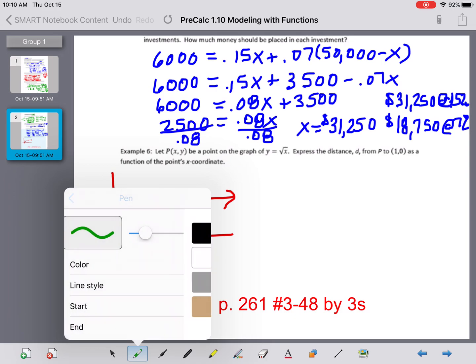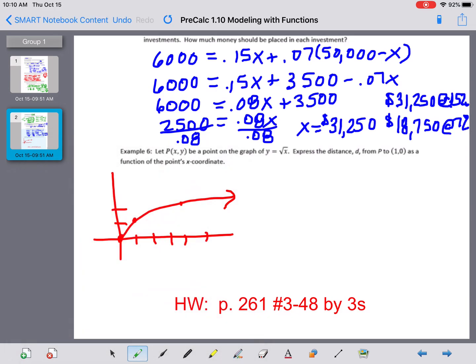I'm going to change my color here so you can see. I'm going to just say this is my point P. I don't know this point, right? It's some X and it's some Y. And I want to find the distance from this P to 1, 0. So here's 1, 0, okay? I want to find this distance right here. And I want to make it a function of the point's X coordinate. So I'm working with X, okay?